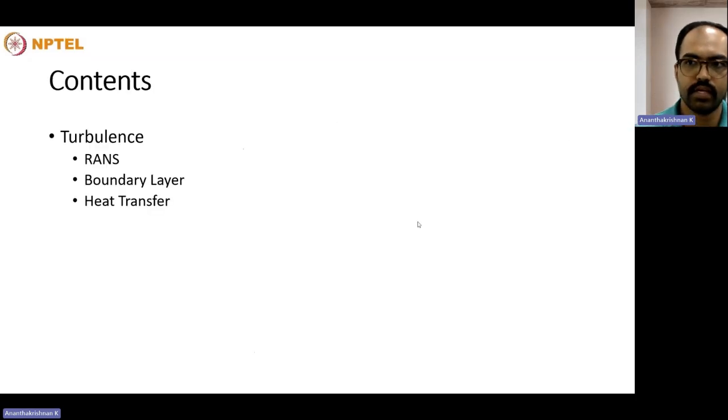Welcome to the 10th week tutorial session. In this week, we will see a few theoretical problems based on turbulence. The lectures covered this week are based on the Reynolds-averaged Navier-Stokes equation and their closure, how to close it using particular models, then the boundary layer in turbulence, how the energy is passed on from the large-scale entities to the small-scale entities through the cascading effect, and heat transfer in the boundary layer.